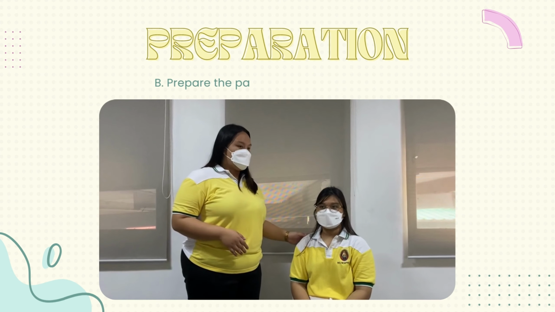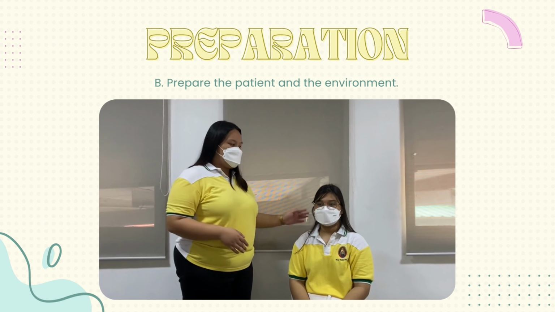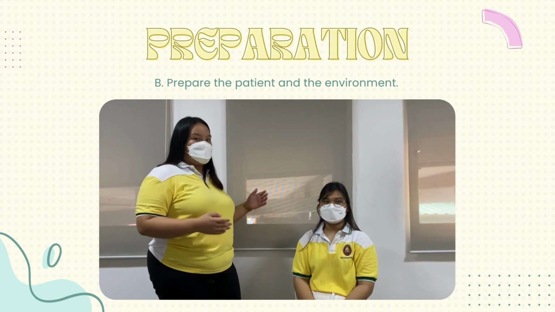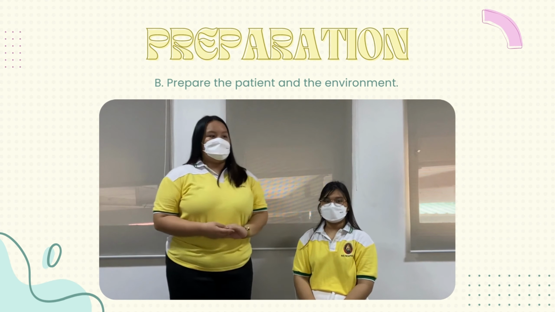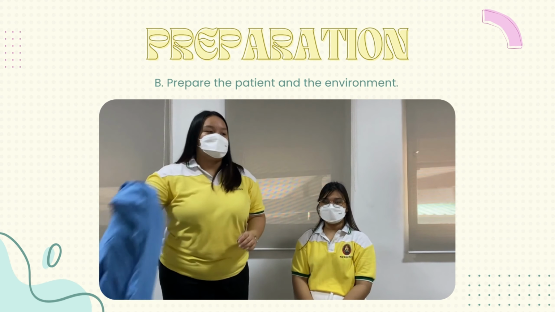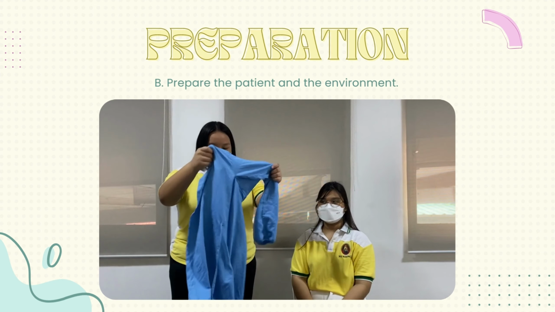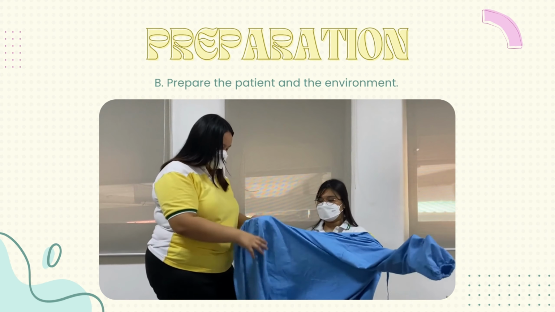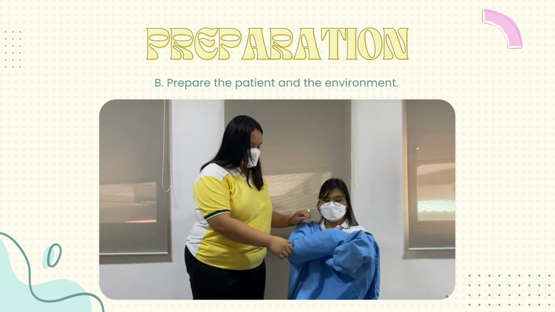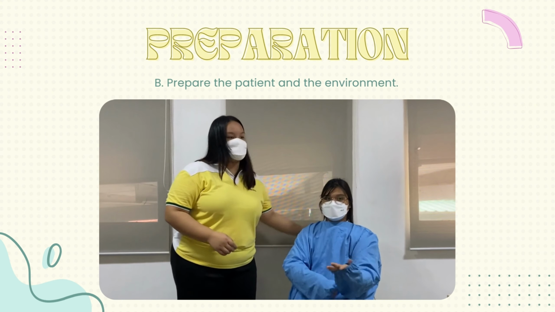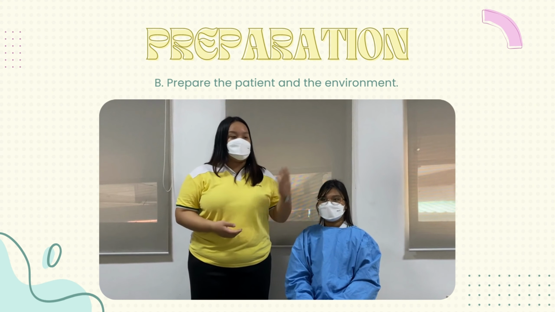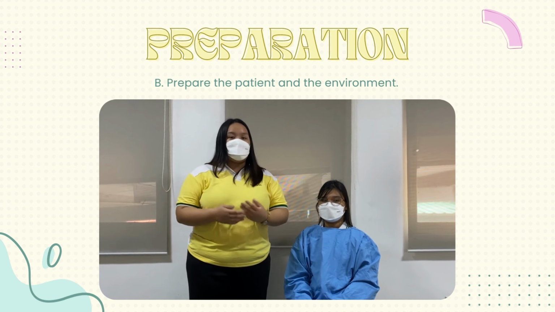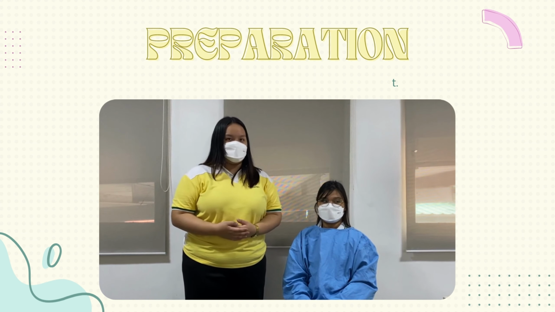Next, we will position the client appropriately. In this case, we will position the patient in a sitting position. Then we will ensure the client's privacy by closing all the doors, the windows, and the curtains. Next, we will instruct the patient to drape himself or herself appropriately. Make sure that the environment has adequate light and the room temperature is regulated. And lastly, wash hands or perform proper hand hygiene.